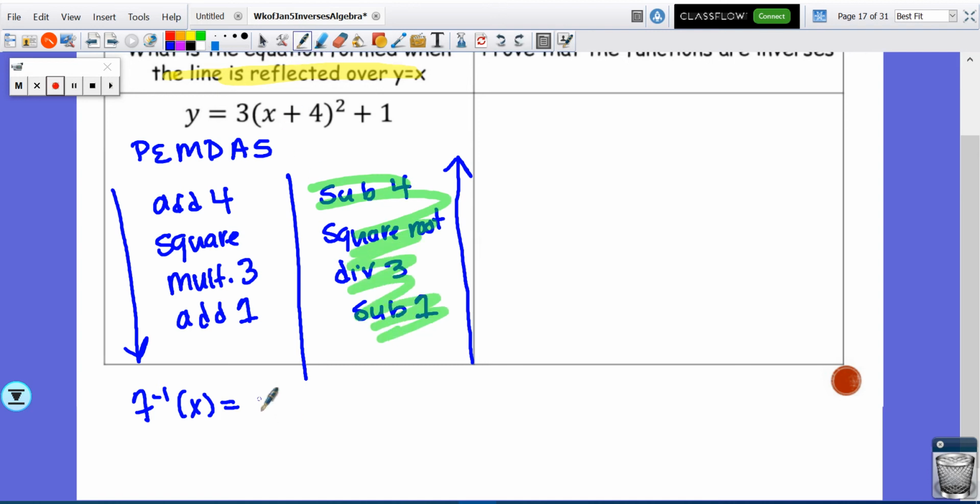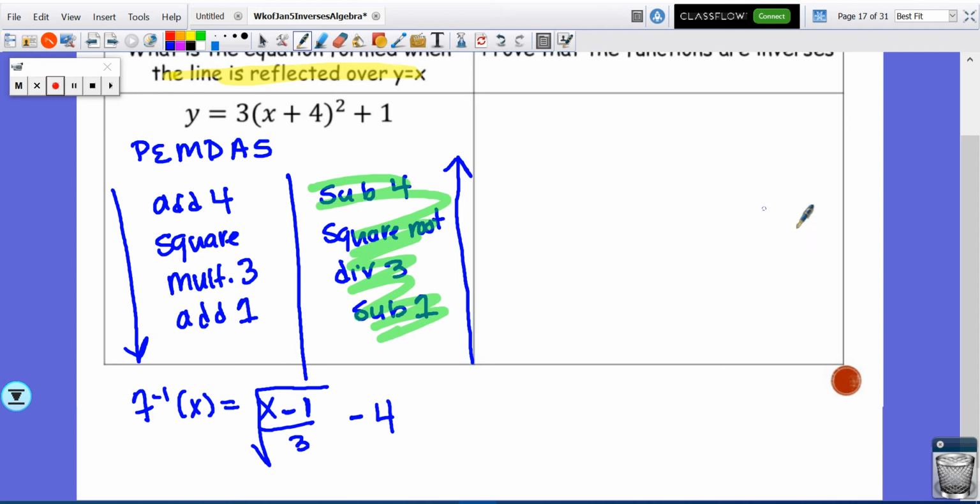So we always write down x, and then we're going to say subtract 1, divide 3, take the square root, and then subtract 4. And then we're done with finding our inverse. And I'm doing it in my head right now to make sure I'm good.